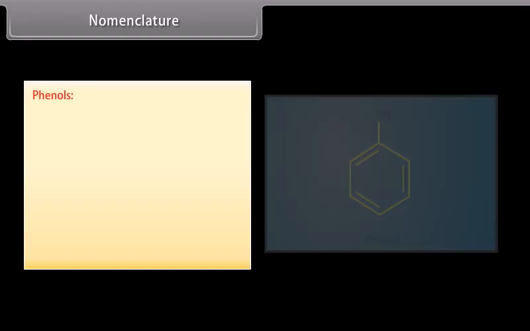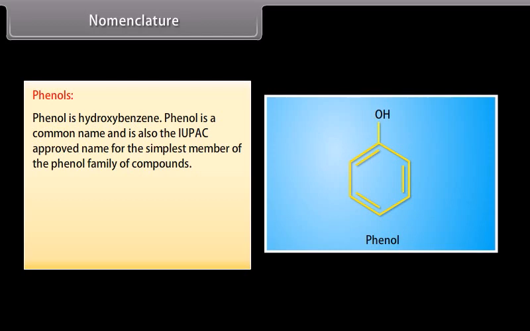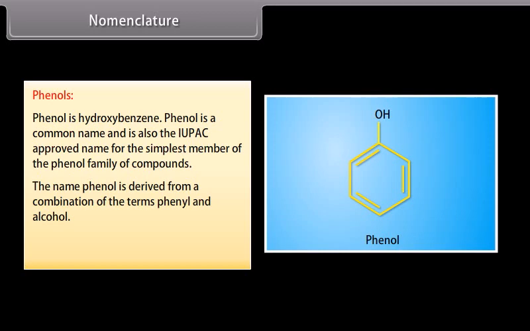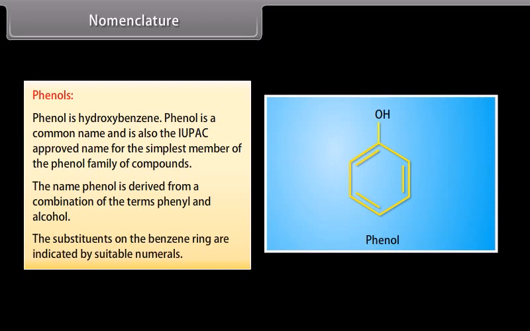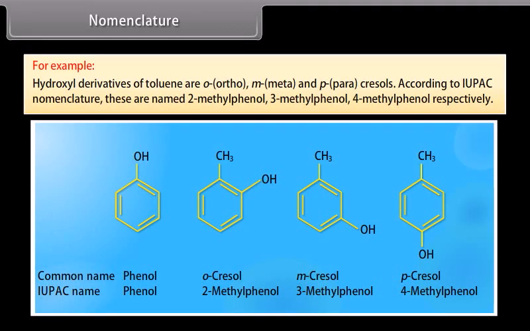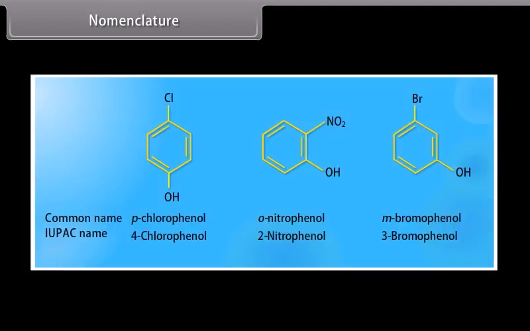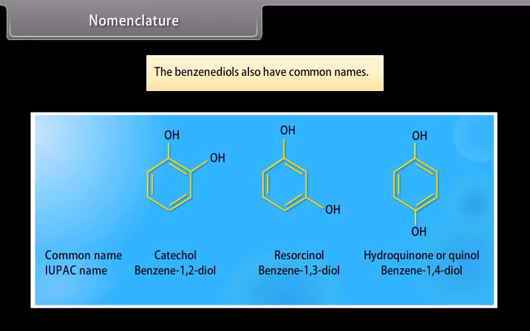Nomenclature. Phenols. Phenol is hydroxybenzene. Phenol is a common name and is also the IUPAC approved name for the simplest member of the phenol family of compounds. The name phenol is derived from a combination of the terms phenyl and alcohol. The substituents on the benzene ring are indicated by suitable numbers. For example, hydroxyl derivatives of toluene are ortho, meta, and para cresols. According to IUPAC nomenclature, these are named 2-methylphenol, 3-methylphenol, 4-methylphenol, respectively. One more example is, the benzene diols also have common names.